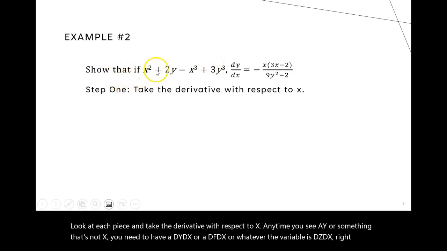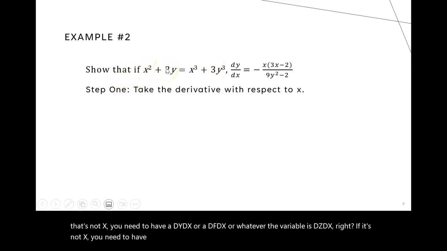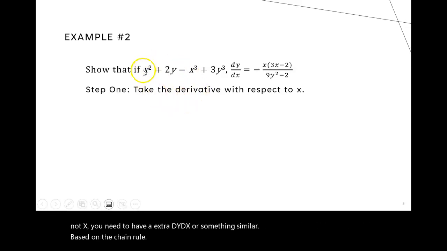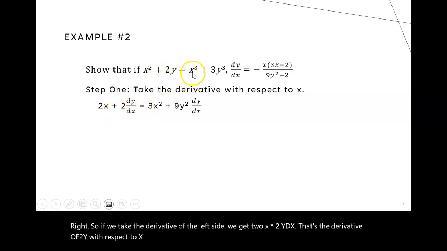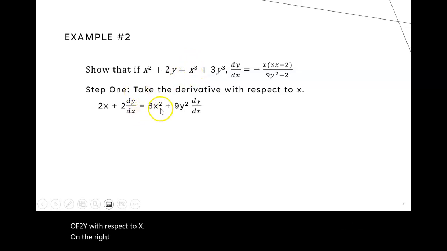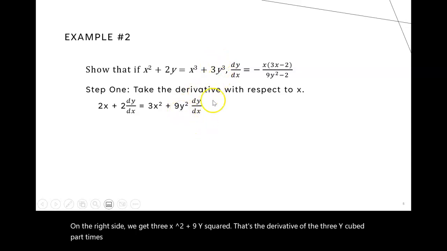If it's not x, you need to have an extra dy/dx or something similar based on the chain rule, right? So if we take the derivative of the left side, we get 2x times 2 dy/dx. That's the derivative of 2y with respect to x. On the right side, we get 3x squared plus 9y squared, that's the derivative of the 3y cubed part, times dy/dx. That's the chain rule.